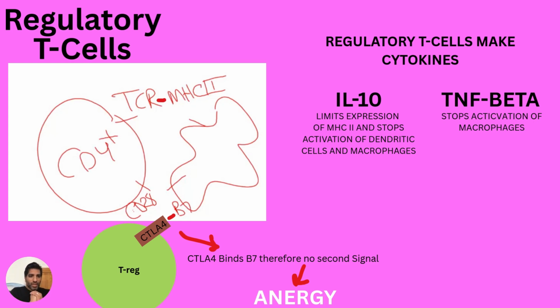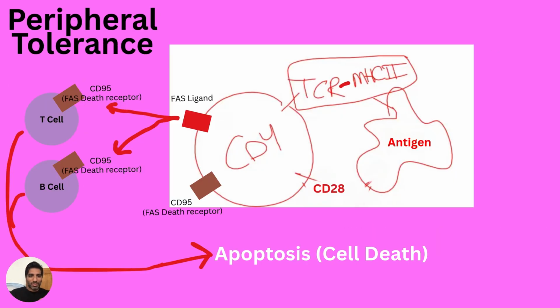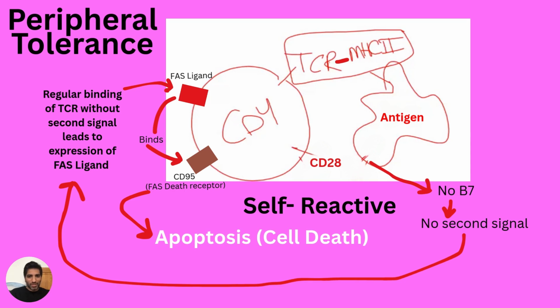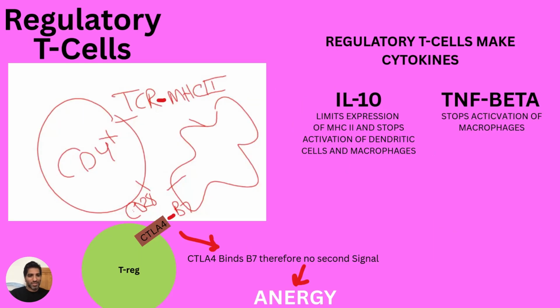So what happens here is, again, we have the same photo of the CD4 positive T cell with its TCR that binds to MHC2. Okay, and it's got a CD28, which should bind to B7. But this time, the regulatory T cell swoops in, has the CTLA4 receptor on there, and that binds B7. Okay, and then when it binds B7, guess what? There's no second signal. Remember how we talked about right here? There's no second signal. This happens again when you have regulatory T cells because it blocks B7. All right, and then you get anergy, which means the cell goes to sleep.